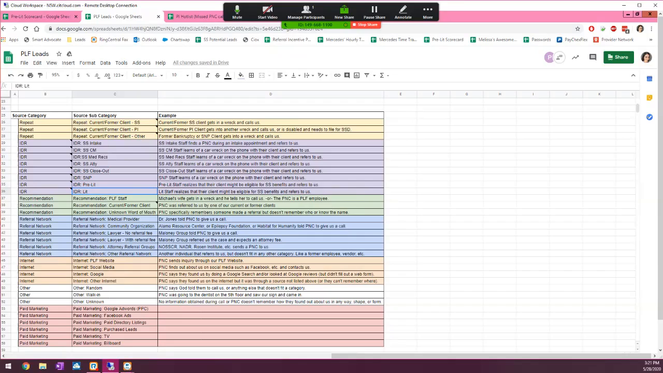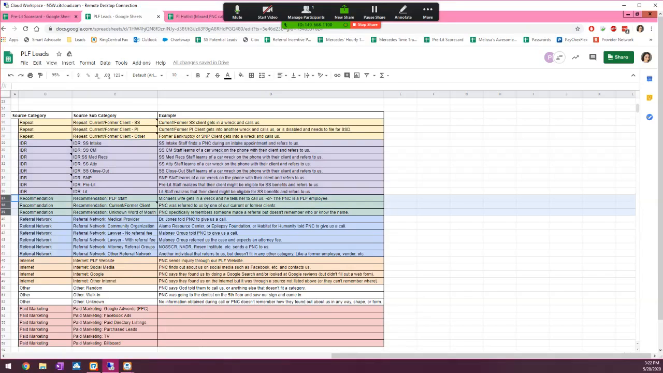Same here with lit litigation. If one of the team members here realizes that one of our clients is eligible for Social Security or might need help with special needs planning, then we can refer that client to the other department. So this one differs from repeat because this is actually the PLF staff referring a current client to a different department because that client did not know that we also handle personal injury or Social Security or special needs planning.